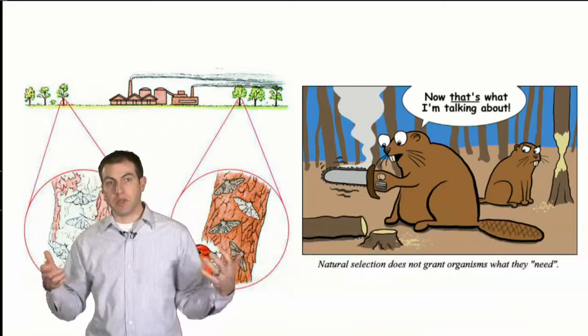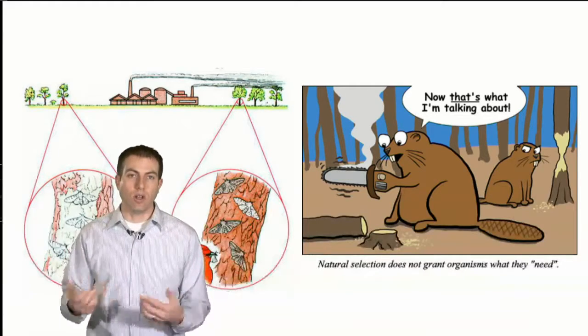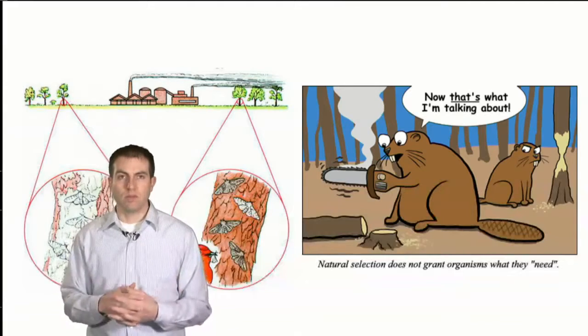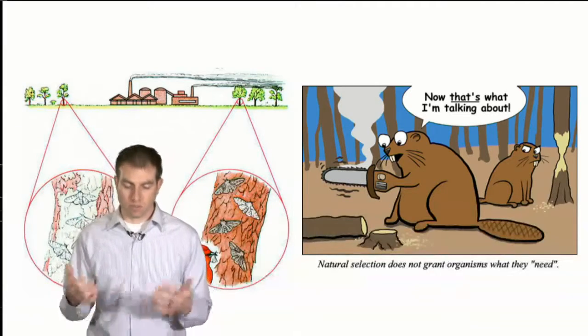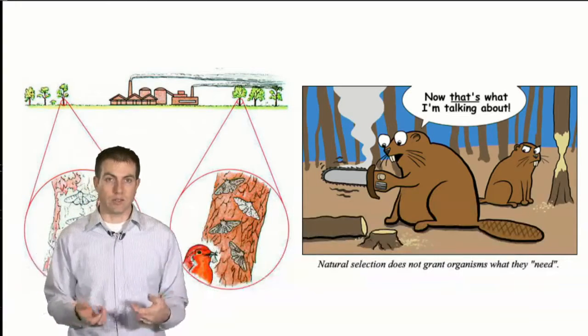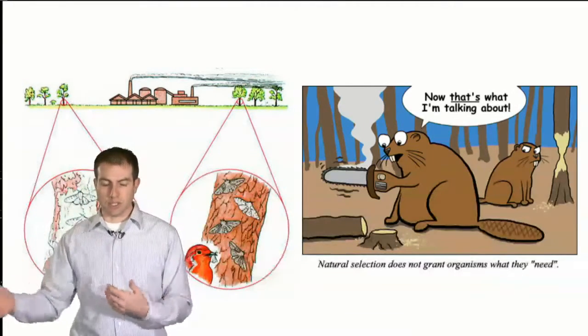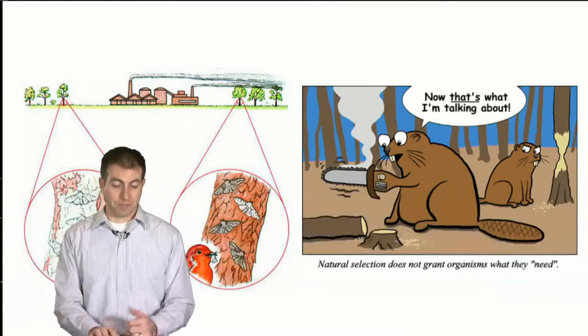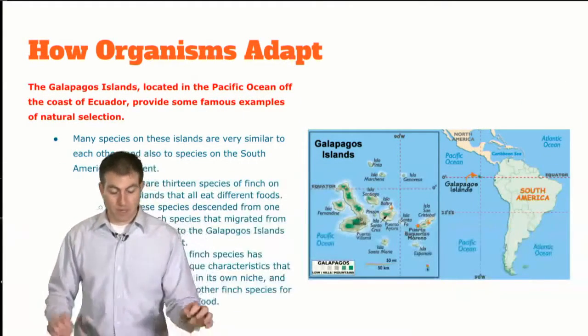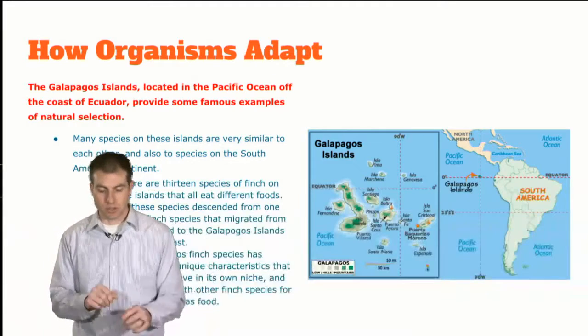You're an organism and you think, wow, it'd be great if I had longer legs so I could run faster. Well, you don't just grow longer legs. You have some sort of genetic mutation where somebody along the way has longer legs, and then they have offspring, and then that gene gets passed down from generation to generation. So that's the idea behind natural selection.